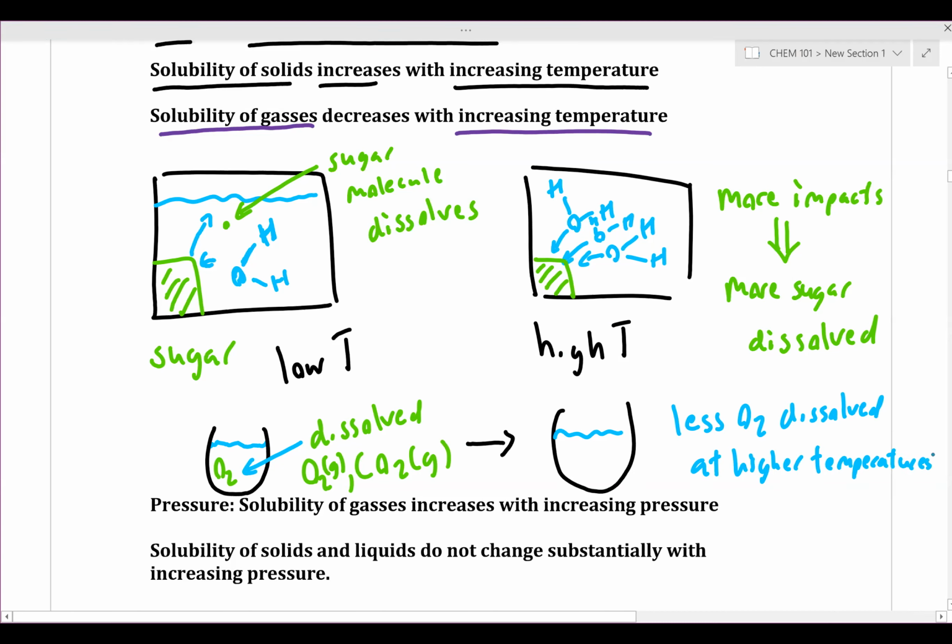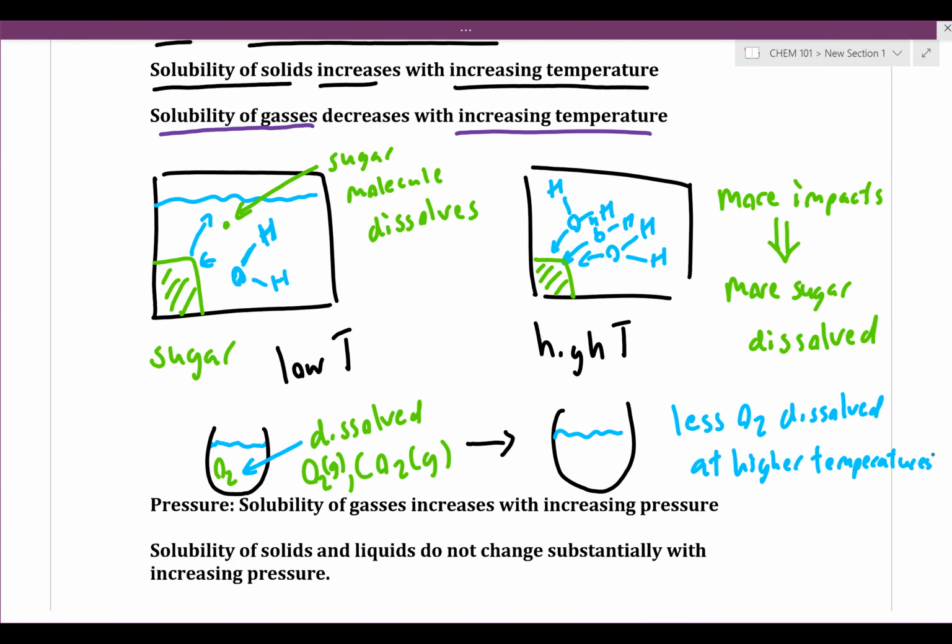The other real life example: does any of you like to drink warm soda? No, right? It tastes flat. And the reason why warm soda tastes flat is there's not as much carbon dioxide dissolved in the water. Is there as much gas dissolved at a higher temperature? Thinking about our trend, what happens as we increase the temperature? Does our solubility increase or decrease? Decreases. So we have less carbon dioxide, the soda tastes flat.